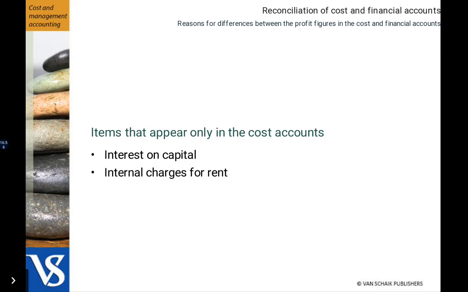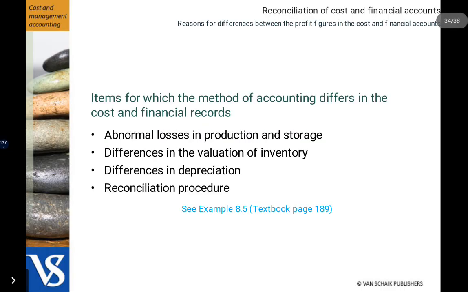Also, you can have some items that appear only on the cost side, like your interest on capital, and also internal charges for the rent. Also the items for which the method of accounting differs in the cost and financial records. If we look at the abnormal losses in production and storage, differences in the valuation of inventory, and also differences in depreciation, then we need to do the reconciliation if we've got such differences.